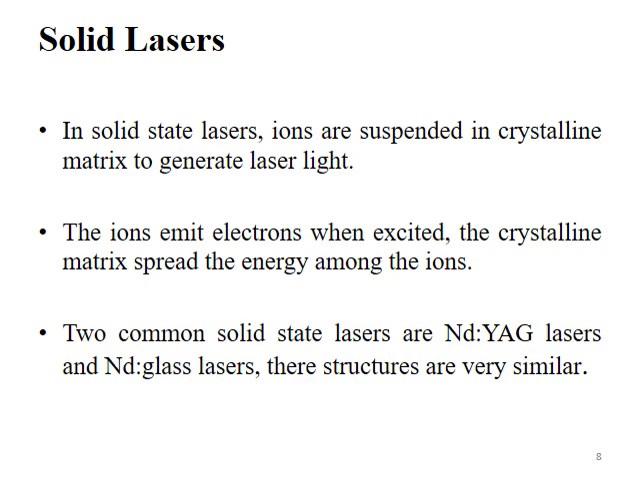Next one is solid laser. In solid state laser, ions are suspended in a crystalline matrix to generate the laser light. The ion emits the electron when excited. The crystalline matrix spreads the energy among the ions. The first solid state laser is ruby laser, but it is no longer used because of its lower frequency. Two common lasers are Nd:YAG laser and Nd:glass laser.